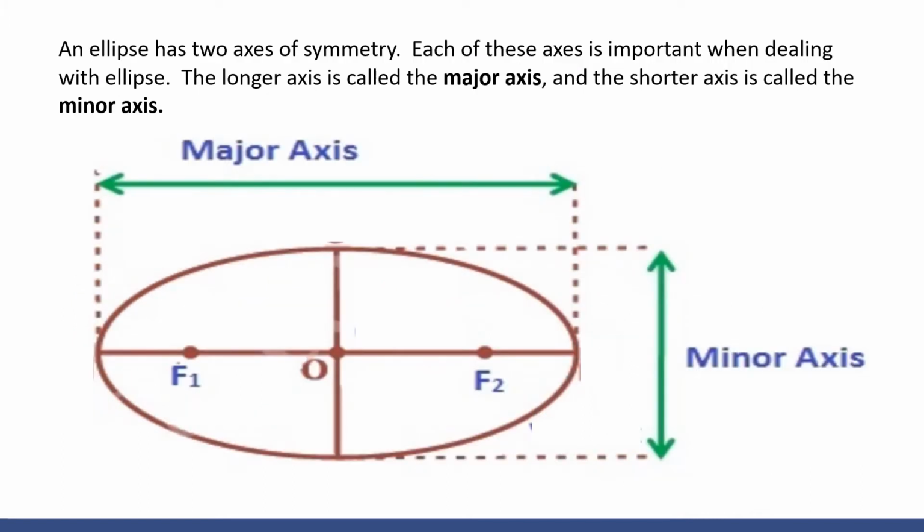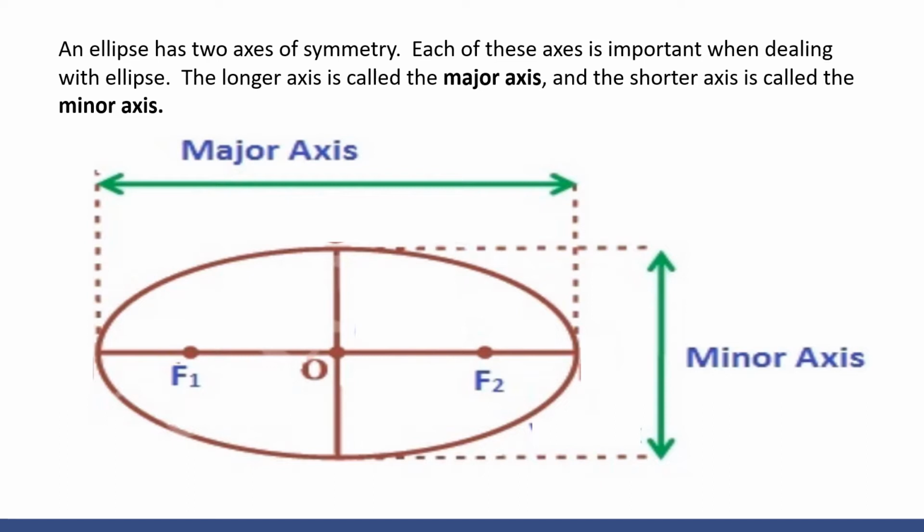An ellipse has two axes of symmetry. Each of these axes is important when dealing with ellipse. The longer axis is called the major axis, and the shorter axis is called the minor axis. As you can see, dito sa ating figure, yung segment na nag-pass through dun sa focus 1 and focus 2, yun ang ating major axis. Samantala, yun namang segment na nakatayo ay yun ang i-consider natin na minor axis.